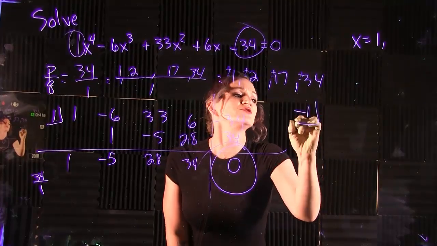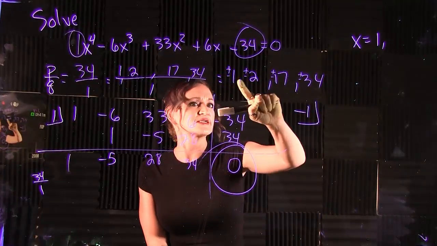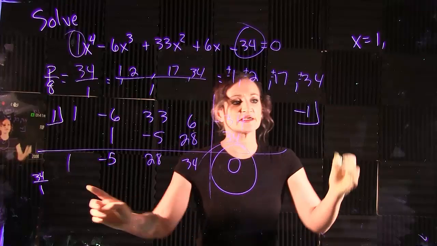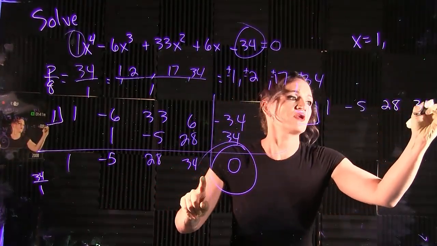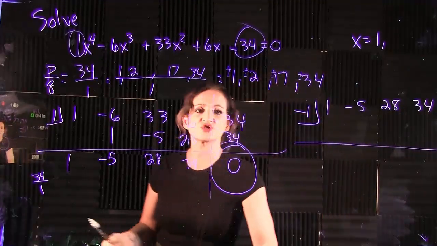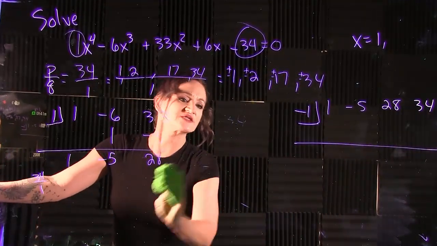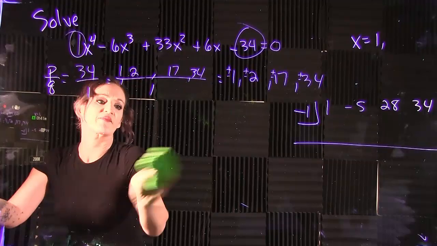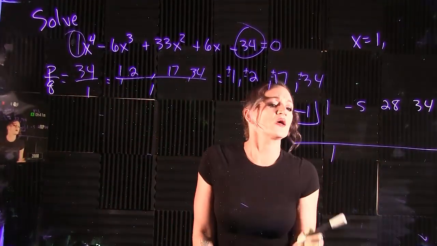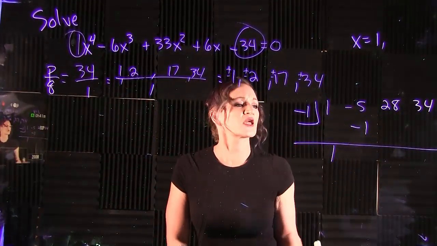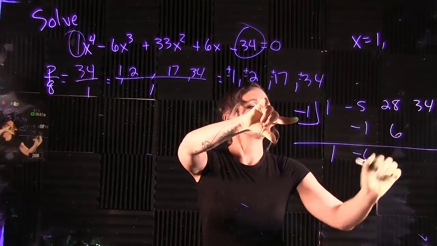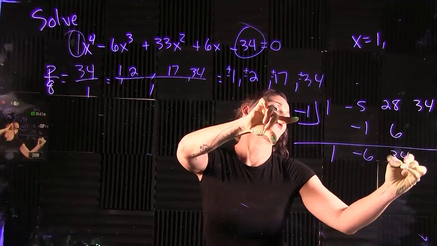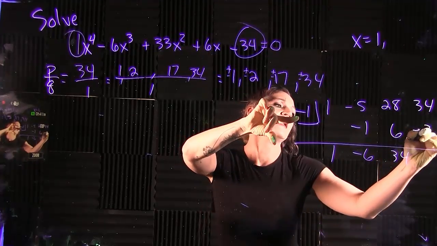So I'm going to do synthetic division over here. I'm going to test a negative 1 and use these numbers here: 1, negative 5, 28, 34. And I'm going to do synthetic division all over again, but now testing for negative 1. So let's see, drop down the 1. 1 times negative 1 is negative 1. When we add, we get negative 6. When we multiply, positive 6. When we add, 34. When we multiply, negative 34.